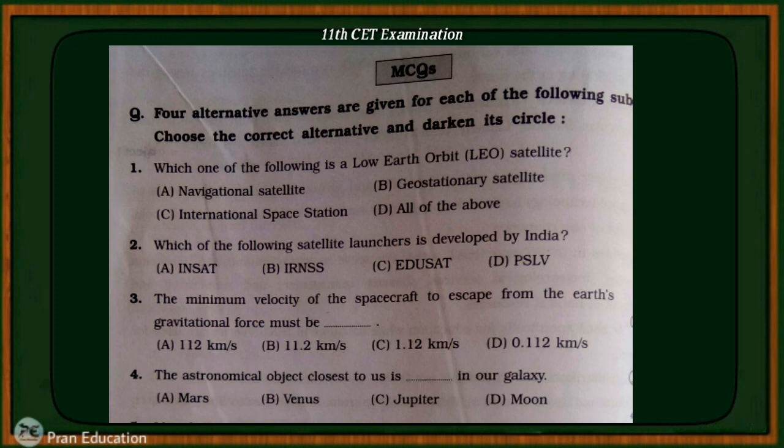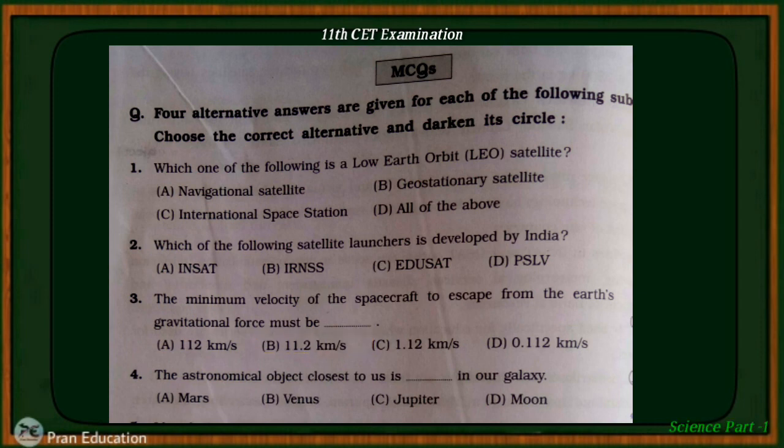The minimum velocity of a spacecraft to escape the Earth's gravitational force must be dash. Options: A, 12 km per second. B, 11.2 km per second. C, 1.2 km per second. D, 0.112 km per second. The correct option is option B, 11.2 km per second.